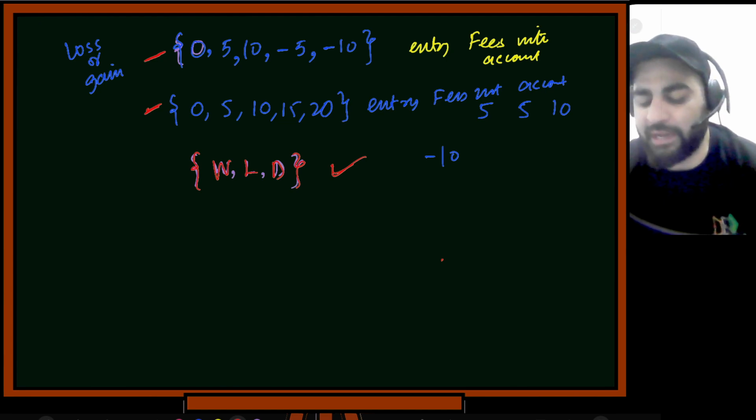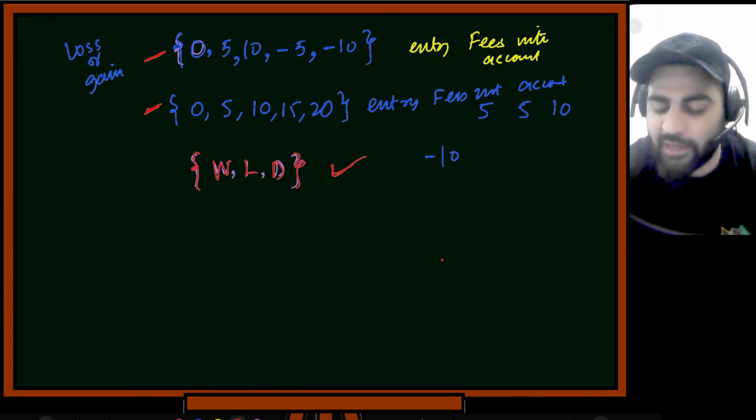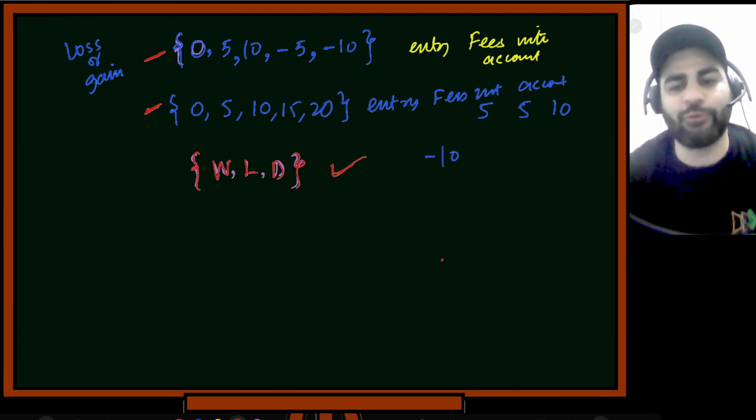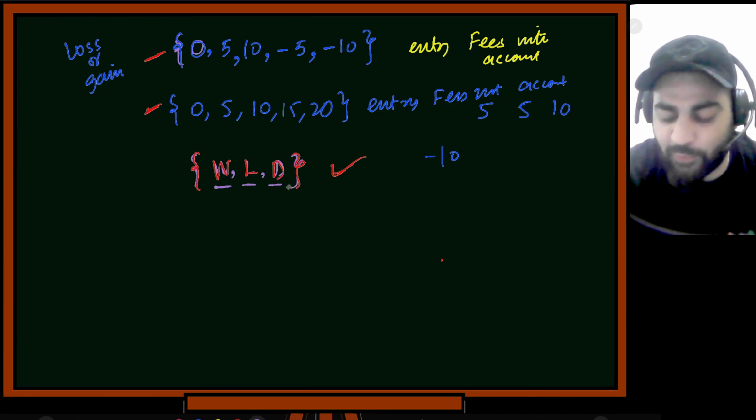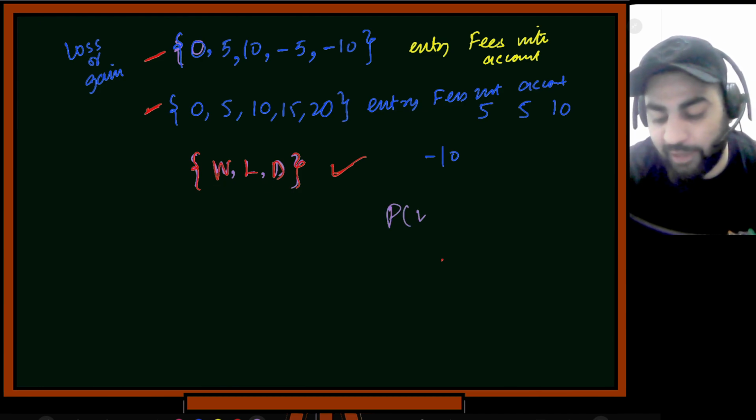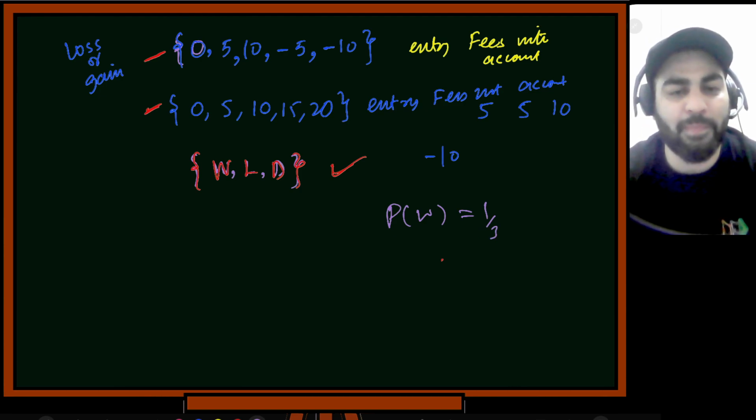What is the probability? Even if you see this model, if you assign equal probability to winning, losing, or drawing, what is the probability of winning? It is 1 by 3. If you choose equal probability, 1 by 3, 1 by 3, 1 by 3, what is the probability of winning according to this model? It is 1 by 3, isn't it?